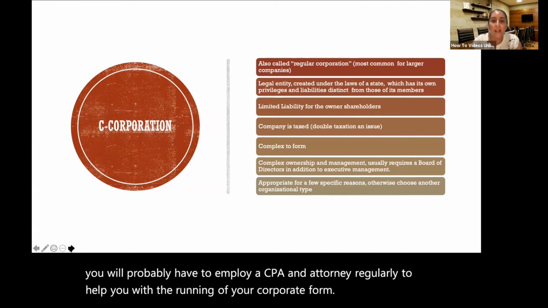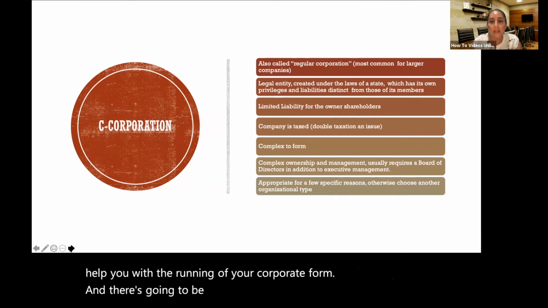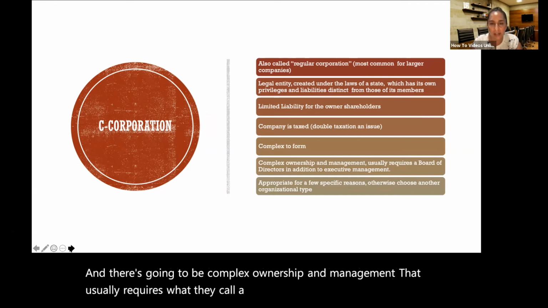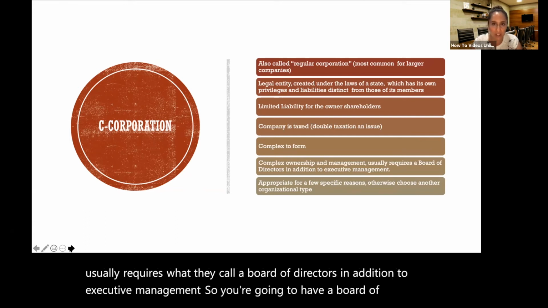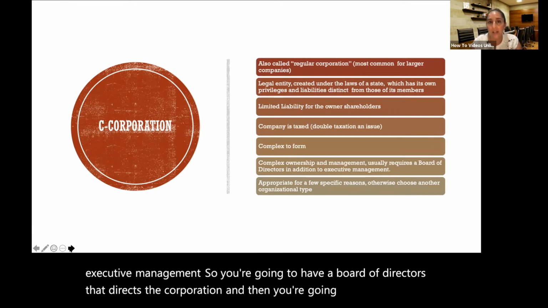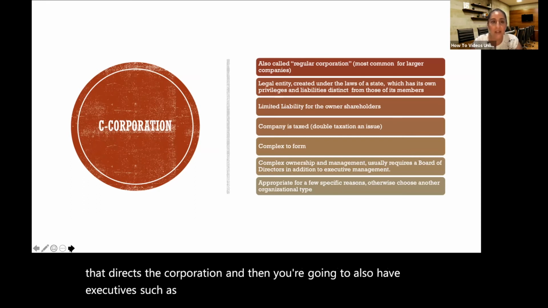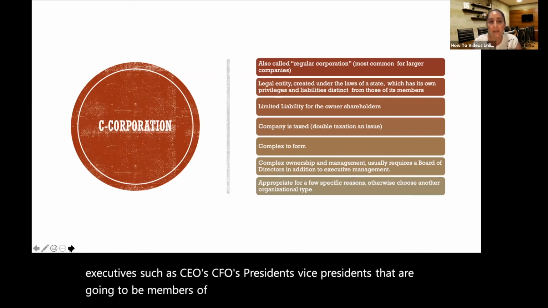form. And there's going to be complex ownership and management that usually requires what they call a board of directors in addition to executive management. So you're going to have a board of directors that directs the corporation. And then you're going to also have executives such as CEOs, CFOs, presidents, vice presidents that are going to be members of or appointed to run the company by the corporation.